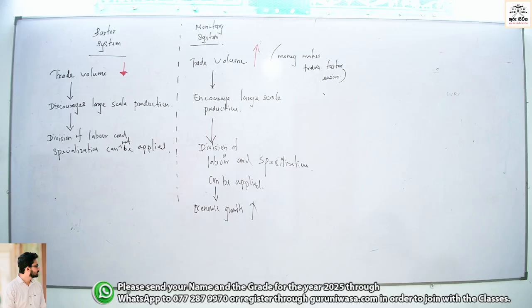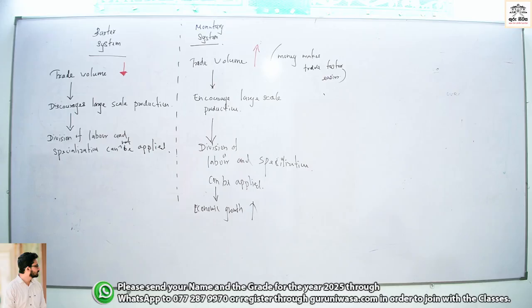First one is the barter system, limited trade volume. Then the second one, use of money, increases trade volume and market expansion.